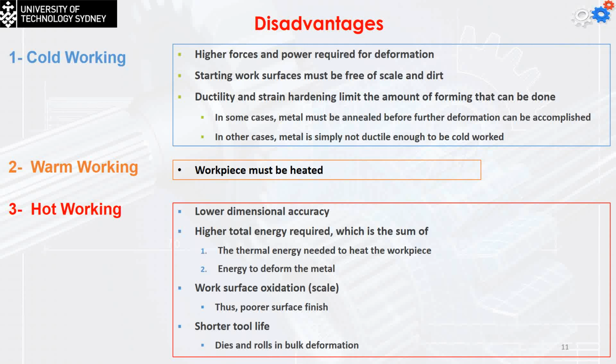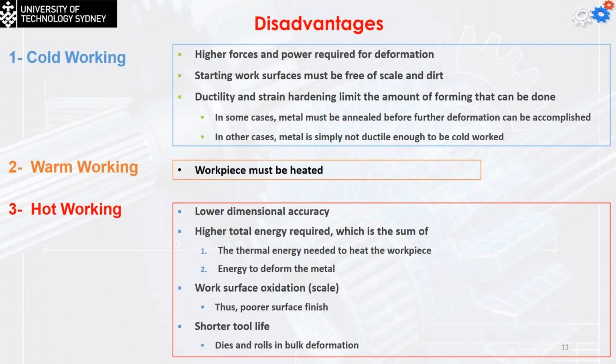Work surface oxidation will occur, and I'm going to show you a photo for that. Usually when you heat the part to a higher temperature, we're going to have a scale of oxidation on the part, and by deformation it will be cracked down. This will result in bad surface finishing and losing dimensional accuracy. And usually it's going to have shorter tool life because it's going to be exposed to the heat most of the time.